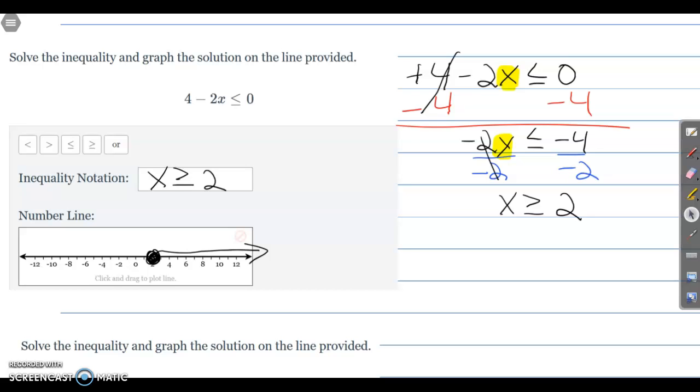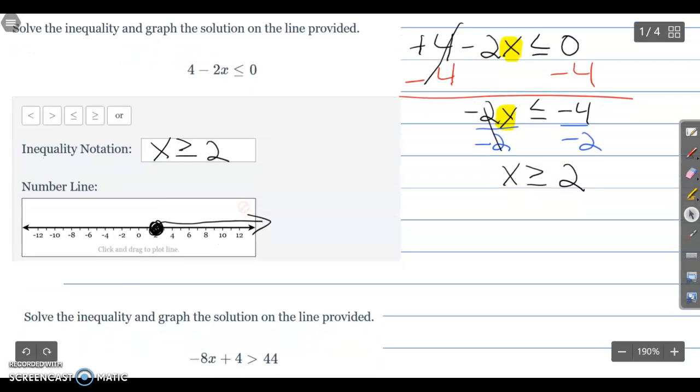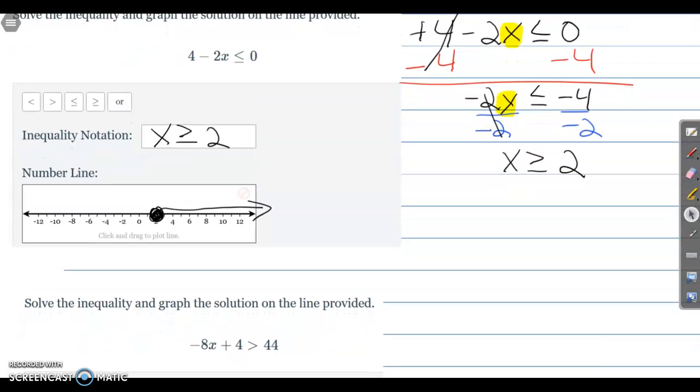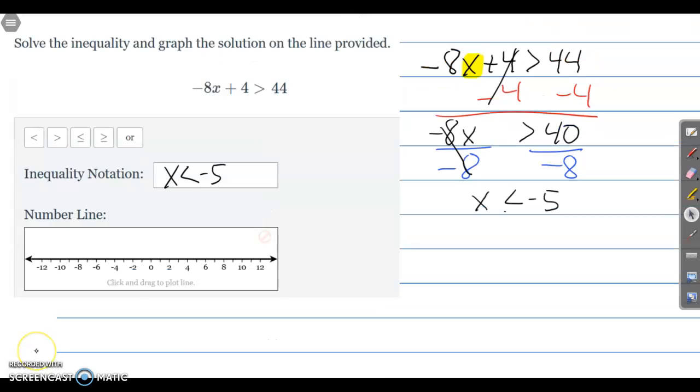All right, let's take a look at one more example. All right, go ahead and pause the video here and see if you can solve this one. Okay, so on this one, you should get x is less than -5.